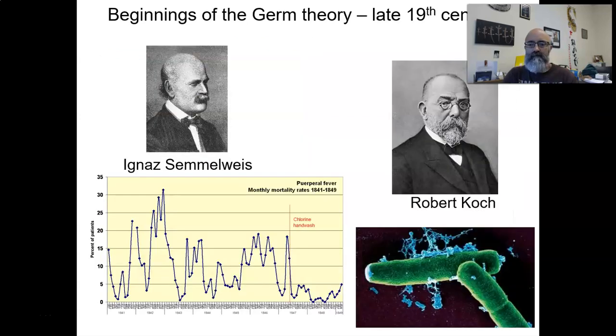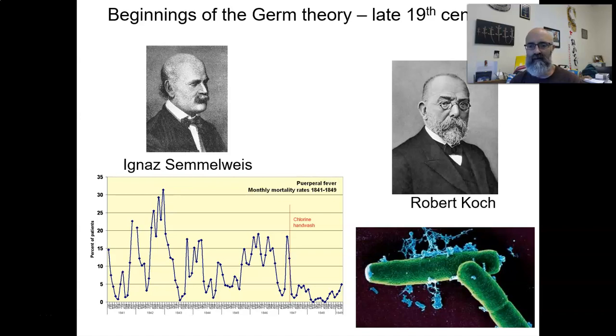Now, along comes Ignaz Semmelweis, who I think was a Hungarian guy. He was a physician, and he worked in a maternity ward. And what he noticed, we can see on the graph here, is puerperal fever, which we know now is caused by bacteria, and we see mortality rates of women after giving childbirth. Up to 30%, 1 in 3 women died after giving childbirth, right?